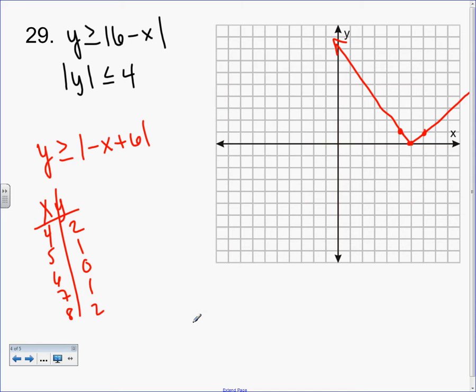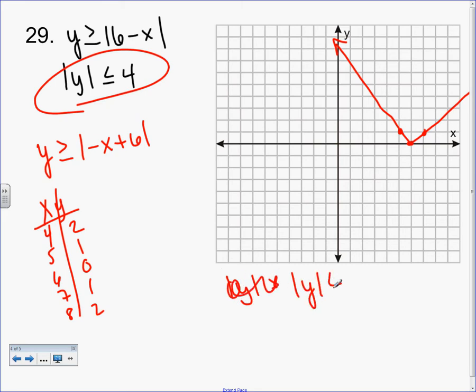Again, if the shading is hard for you, let's use colored pencils. One of them's yellow, one of them's blue. When they make green, that's the answer or something, right? So this one, the absolute value is on the y this time. Whoops, that's not what it says. The absolute value is on the y. I need y alone.